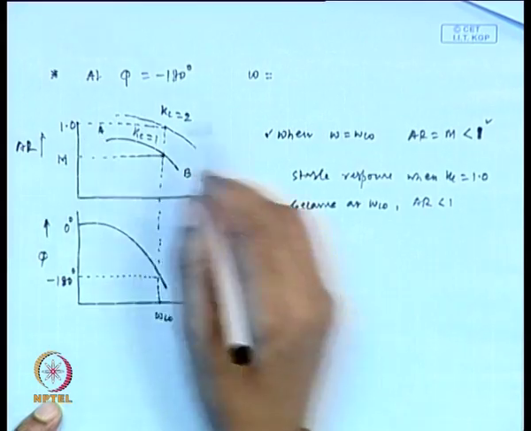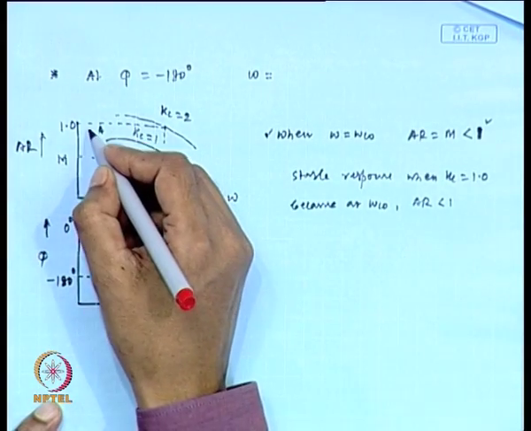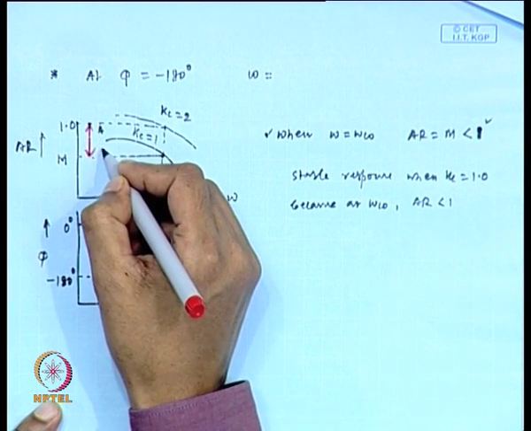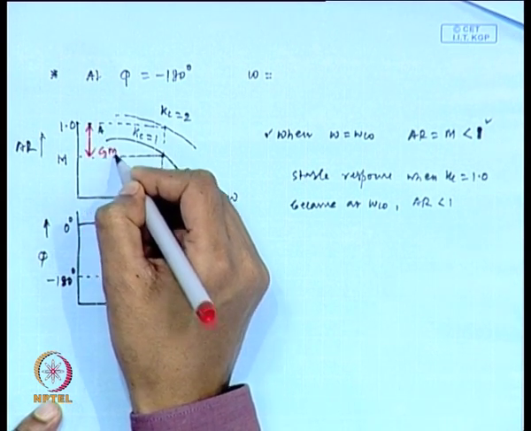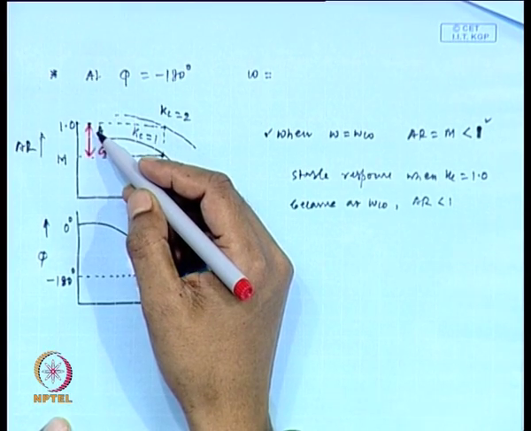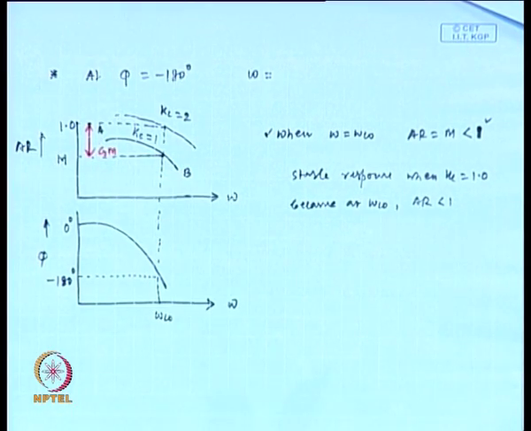Now, this difference is the gain margin. You see, this is nothing but a safety factor. This difference is called the gain margin, and this is nothing but a safety factor. Okay, in the next class we will discuss the phase margin. Okay.